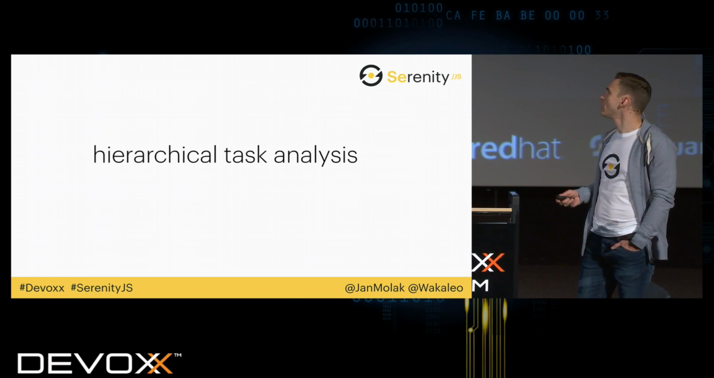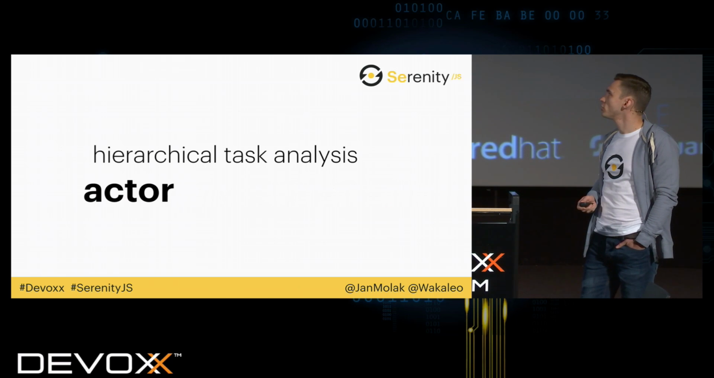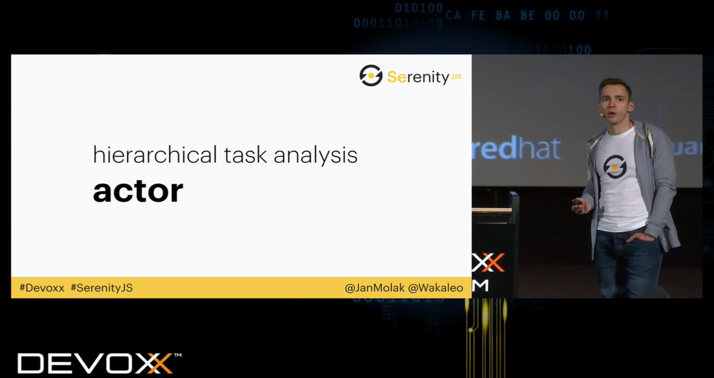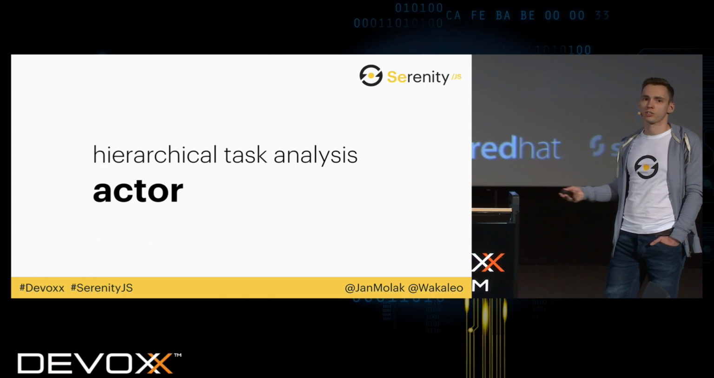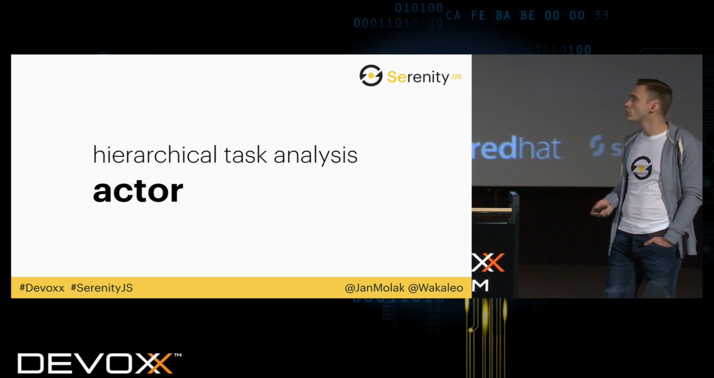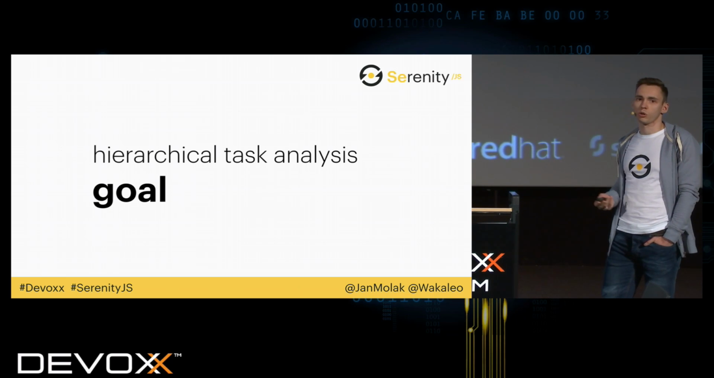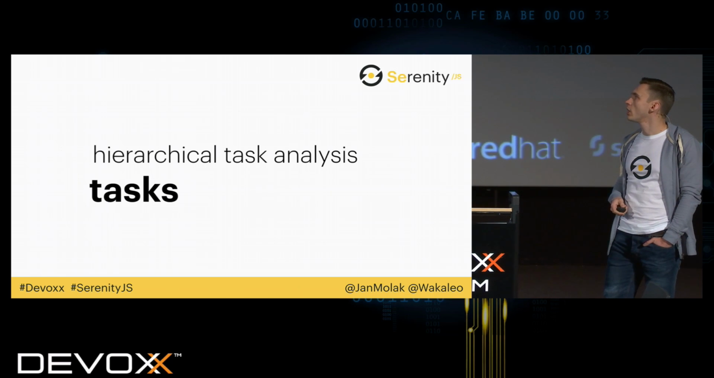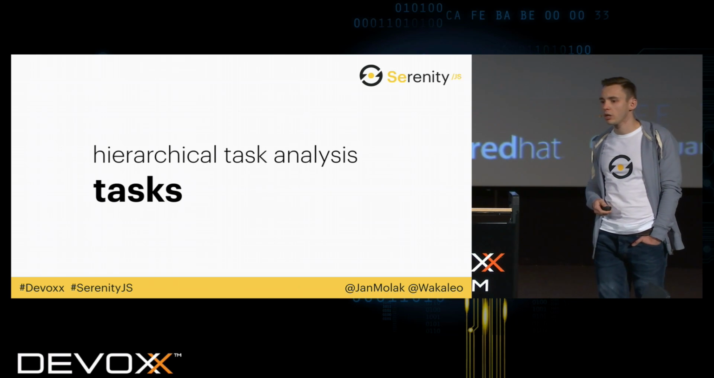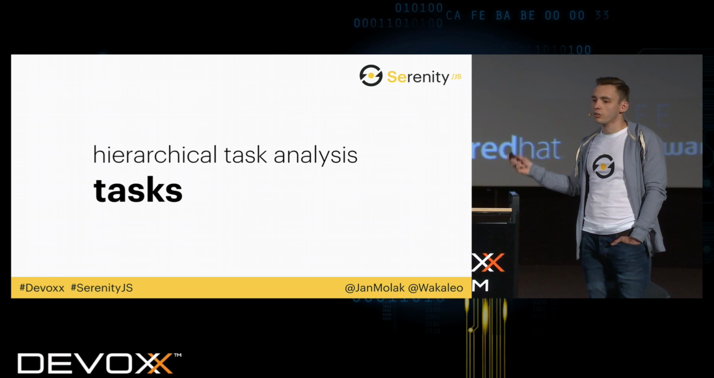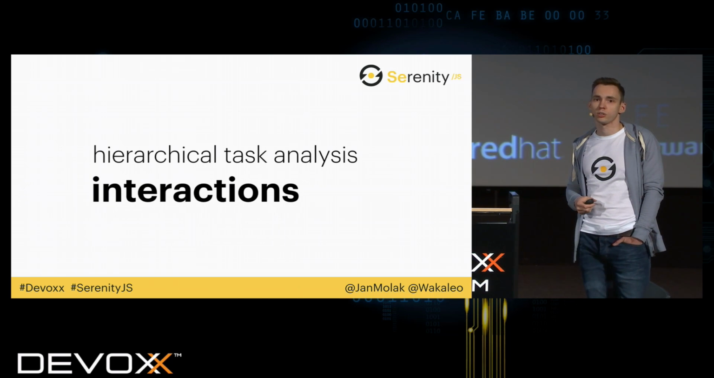So what is it all about? With this approach, we start with an actor. So either a person or an external system that interacts with our application. Those actors have some goals they try to accomplish. It could be to make a purchase of a product or to register an account or whatever our business goal is. In order to accomplish those goals, the actor needs to perform a number of tasks. Those tasks are then composed of interactions with the system.